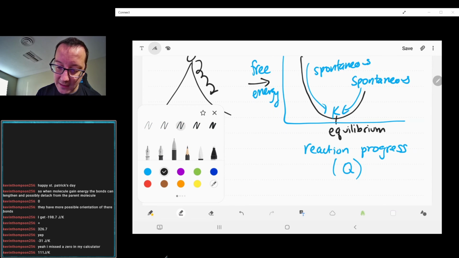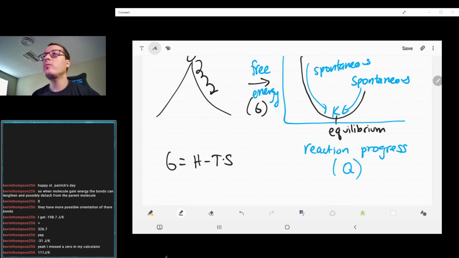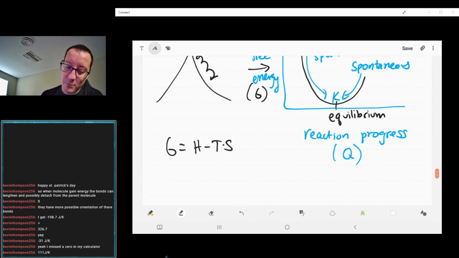And we can relate what's called free energy, which is G, which is for a particular substance, its enthalpy minus its entropy times the temperature. Or what's more often used is we look at the change in free energy.